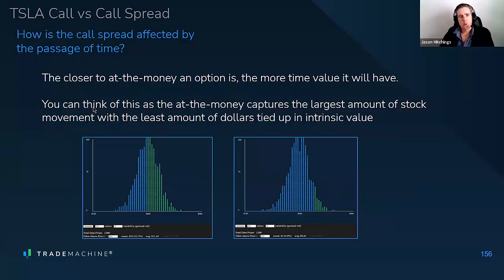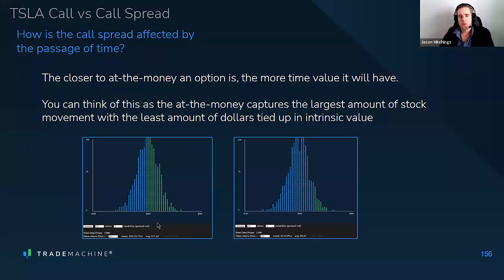Okay, so now we learned how your option is going to change if the stock changes by $1 instantly, how much your spread is going to change. But now let's talk about how the passage of time is going to affect your option. So the at-the-money option, as we already discussed, has the most time value built into it. And in this scenario, we bought the 840 at-the-money call and we sold an out-of-the-money call.